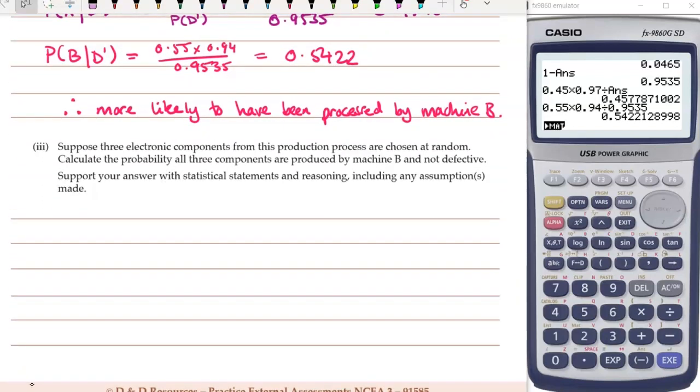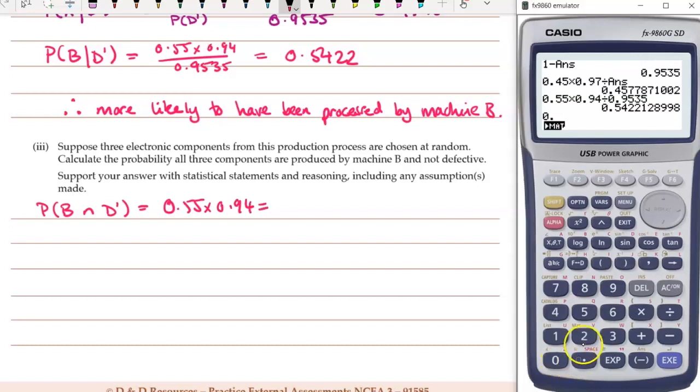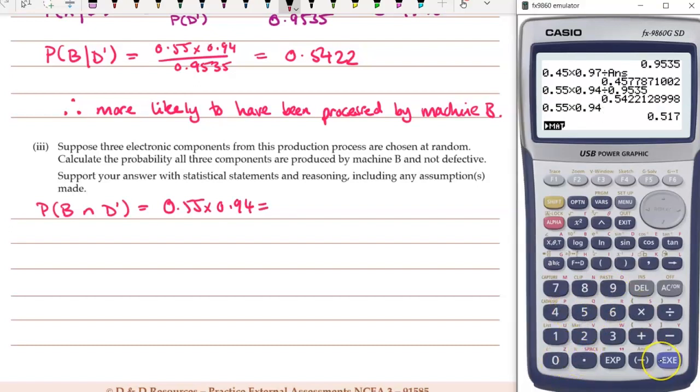Right, the last part of this particular scenario is that we've got 3 components chosen at random. What's the probability that all 3 were produced by machine B and not defective? So 3 things in a row, and they need to fit the condition that it was machine B and not defective. Well, we worked that out up here, the 0.55 times 0.94. So that's 0.517. Now, 3 components in a row.